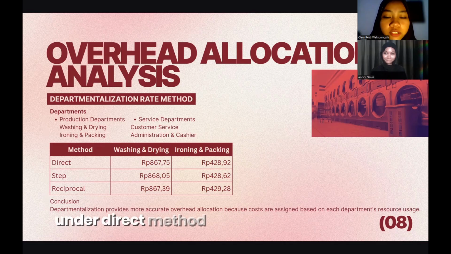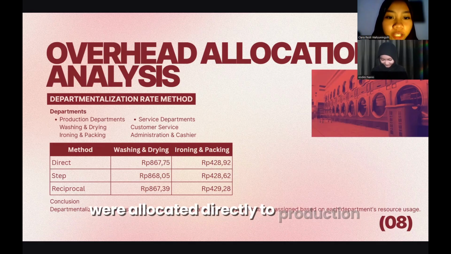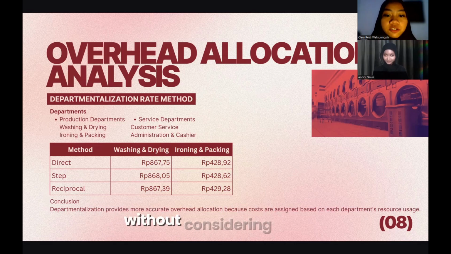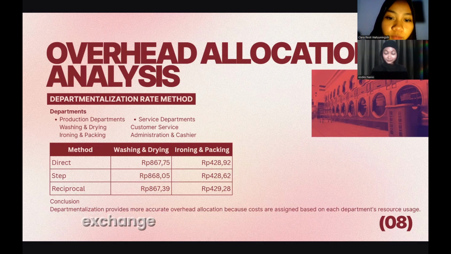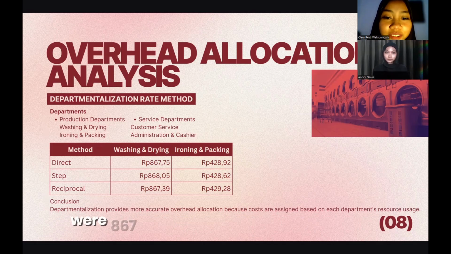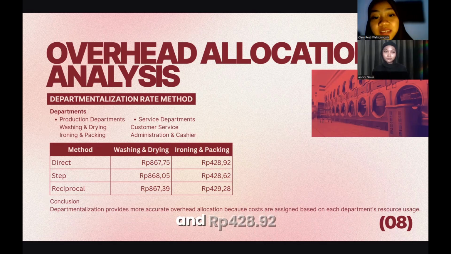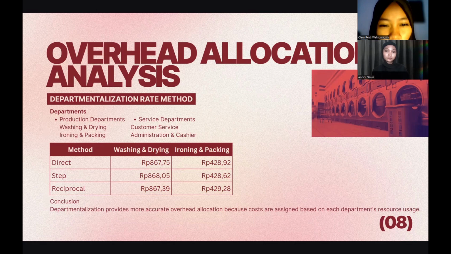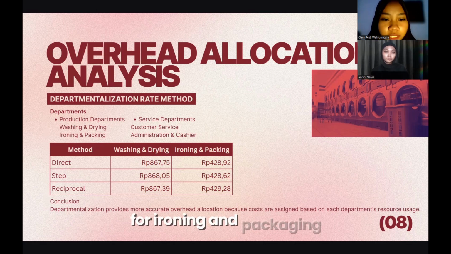Under the direct method, service department costs were allocated directly to production departments without considering service exchange between service departments. The resulting departmental overhead rates were 867.75 rupiah for washing and drying and 428.92 rupiah for ironing and packaging.